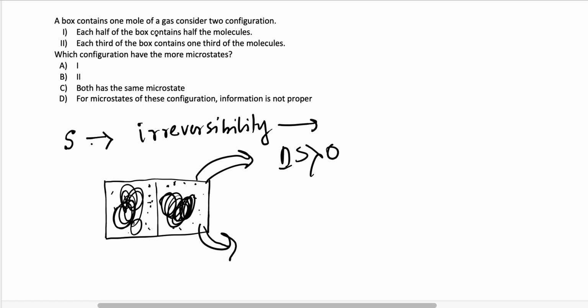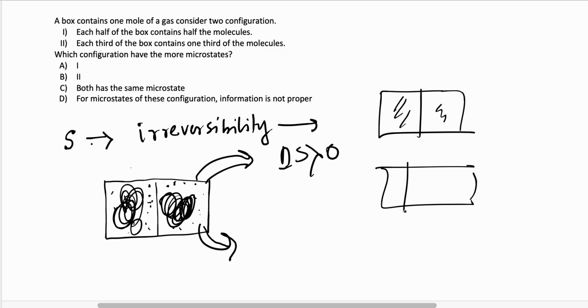Now what is asked here in the question is that a box contains 1 mole of gas, and we consider two configurations. In one configuration each half of the box contains half the molecules. The other configuration is 1/3, 1/3, 1/3.